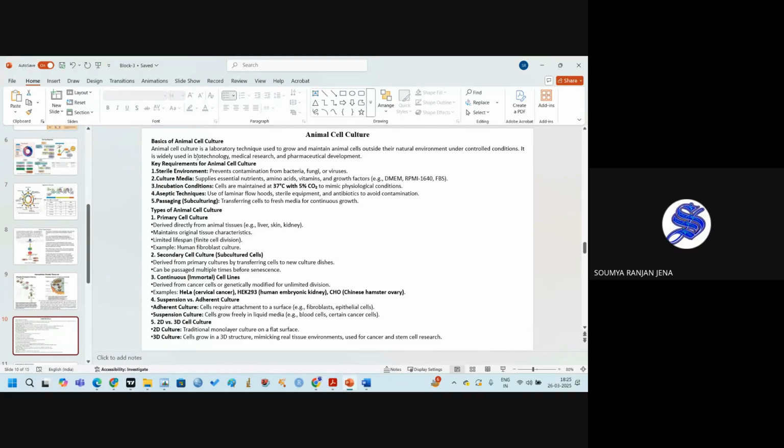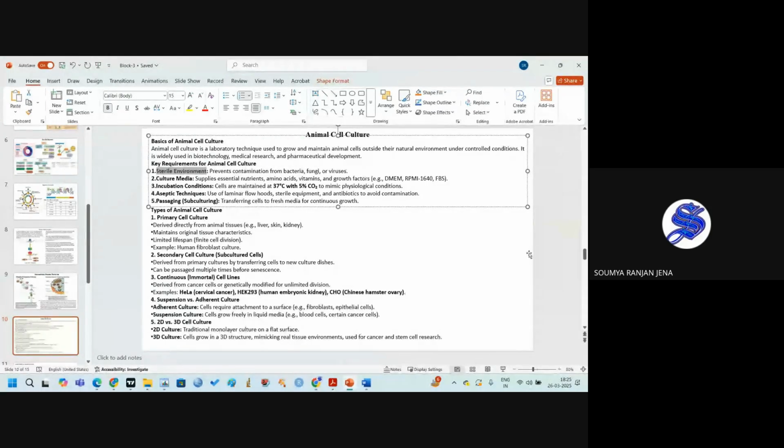It is widely used in biotechnology, medical research and pharmaceutical development, because any animal cell can be cultured outside the animal in laboratory conditions, for biotechnological uses like vaccine production, or research like cancer research, new drug development, or any other medical research. Now the key requirements for animal cell culture.